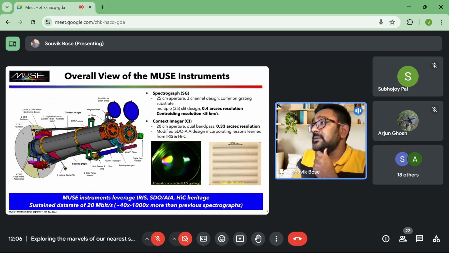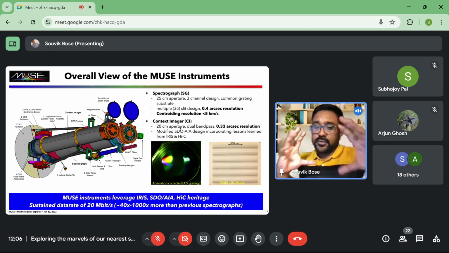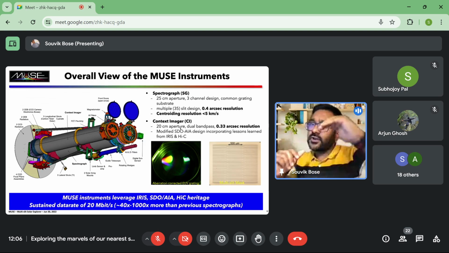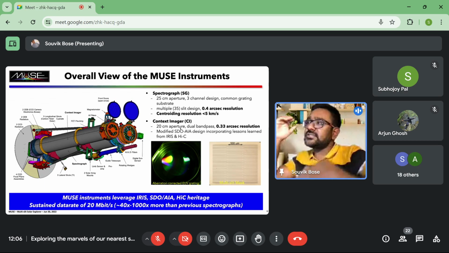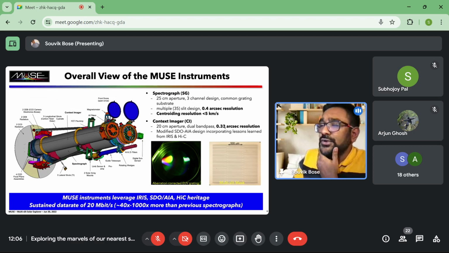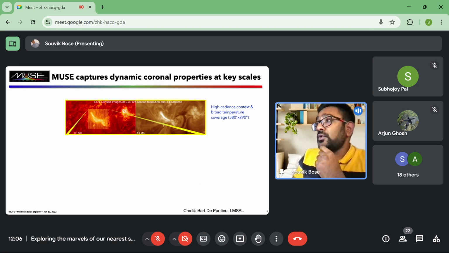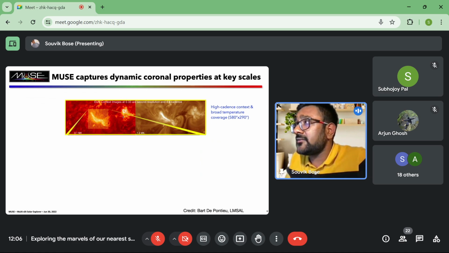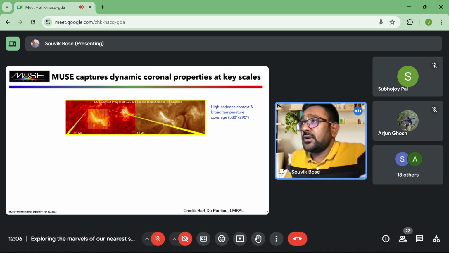And then you have the context imager, which is again a separate telescope, as you can see here, and that has a 20 centimeter aperture, and it will provide context imaging of the solar atmosphere in the chromosphere, upper transition region and in the corona, with roughly a third of the resolution of SDO AIA. And this is what it would look like. Of course, we don't have the data yet because the satellite is still under active development, but we show you what it would look like.